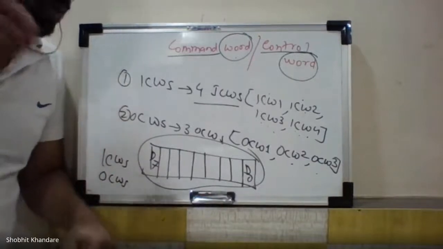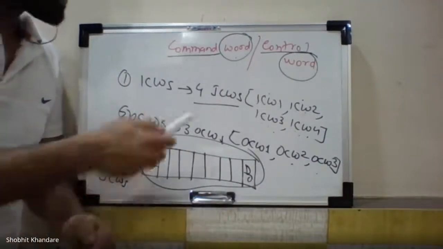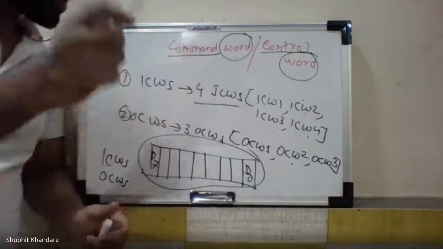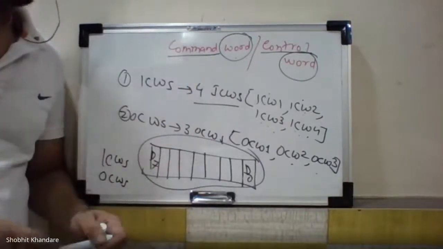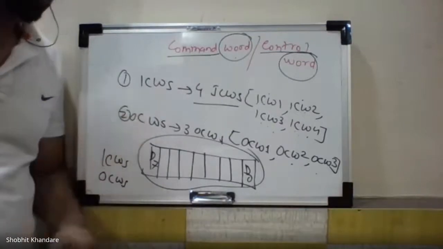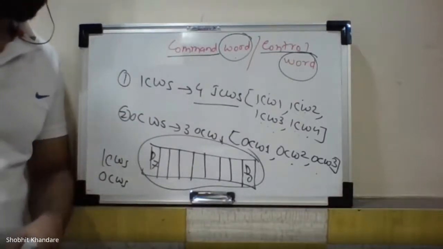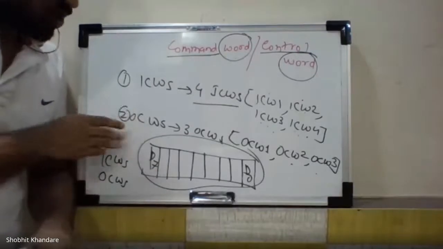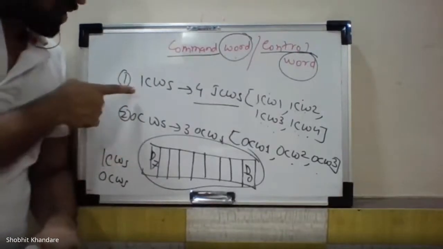Okay. So you just write down what you have written as the heading, command word or control word. Write down the first one is ICW, and in front of ICW just write down these are needed for the... No, we will not talk about OCW right now. We will talk about ICW.